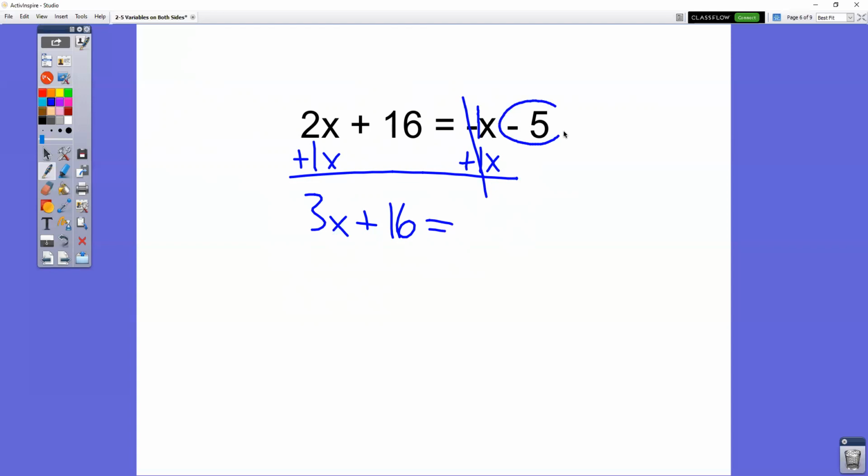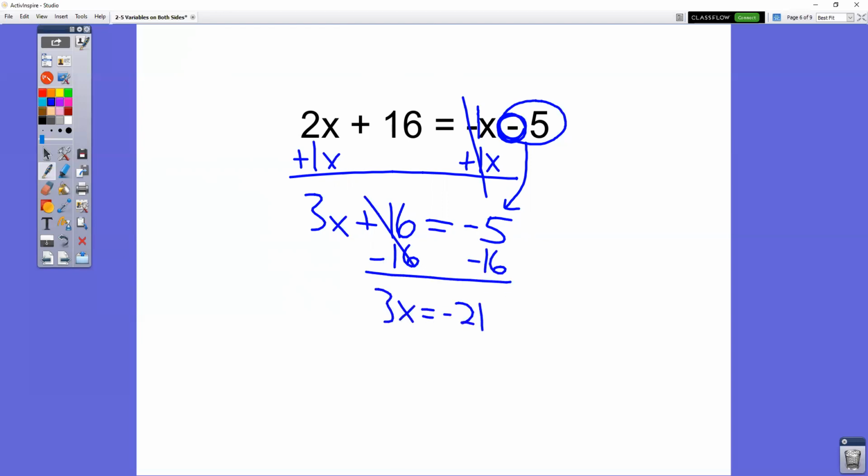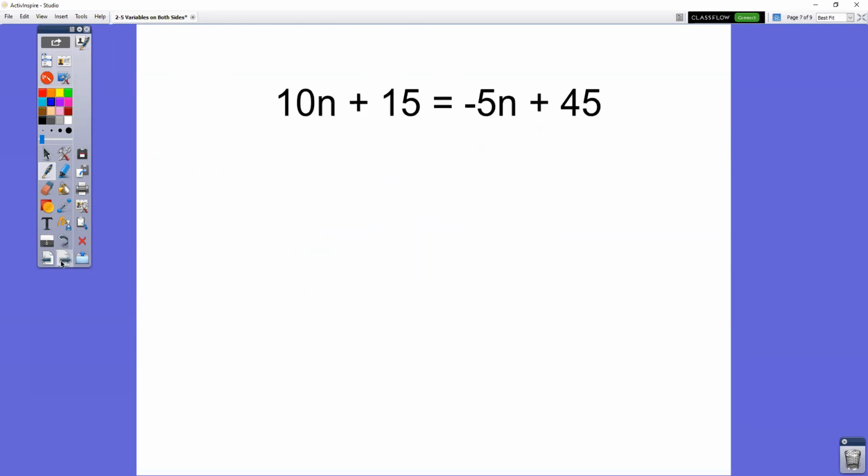Here's the tricky part. I warned you about this in previous questions. You have to bring down a negative 5 here. Because of that minus sign in front of the 5, this becomes a negative 5 when you bring it down. Be very, very careful. Minus 16, minus 16. So 3x equals negative 21. Divide by 3's. x equals negative 7. Go ahead and try this one, please.